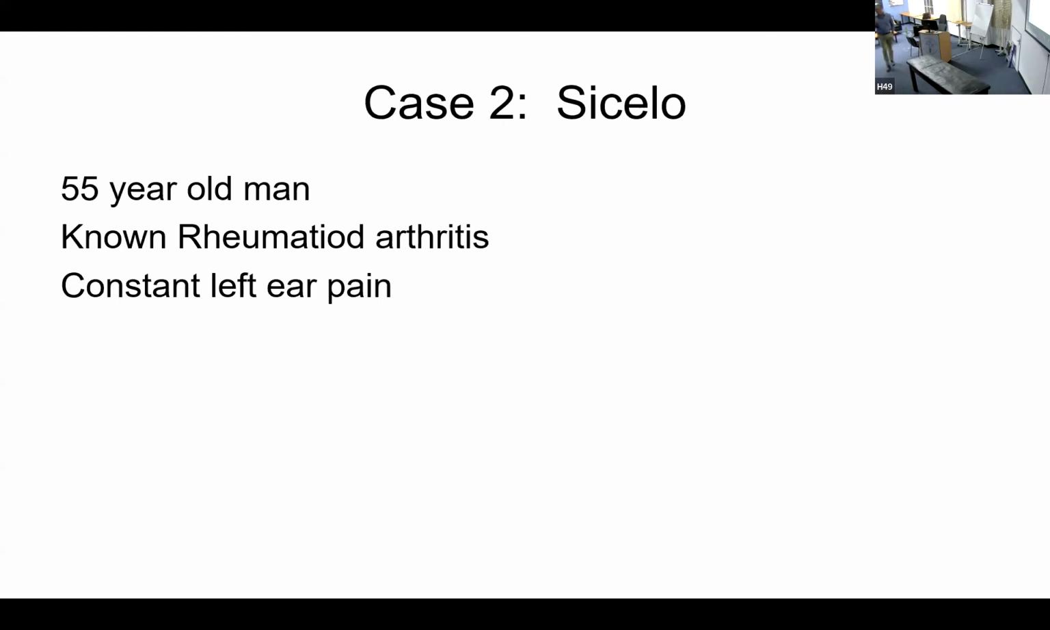So this is slightly more degenerative, but it's a similar radiculopathy. 55-year-old man, no rheumatoid, constant left arm pain. What are you thinking?